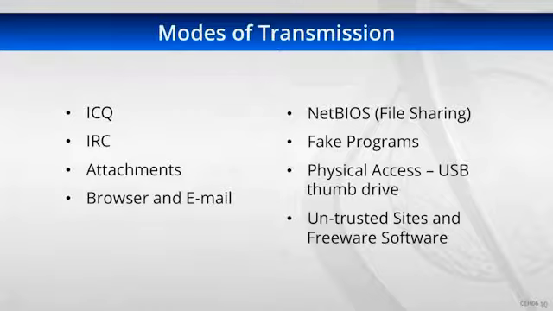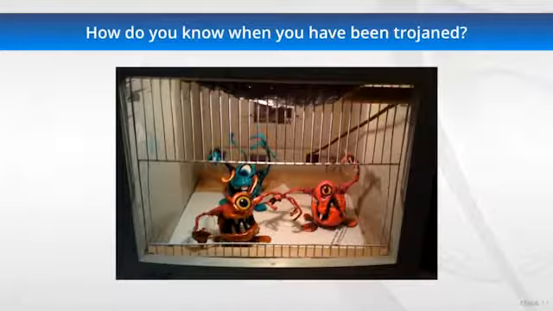Modes of transmission: ICQ, IRC, attachments, browsers, email. Today, by the way, most of it is browser and email. That's where it focuses most of the time. But physical access, USB thumb drives work really, really well today. Still, it's not disabled on most machines that are out there. Software sites, free software sites. You know, anything that is free probably has some other attribute along with it.